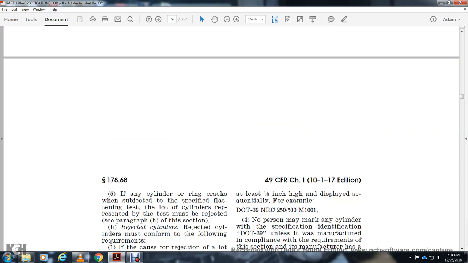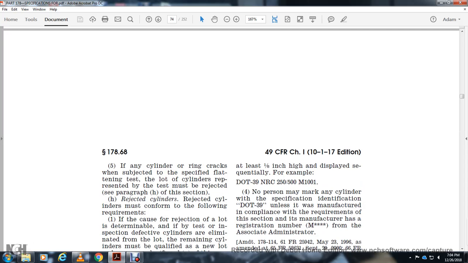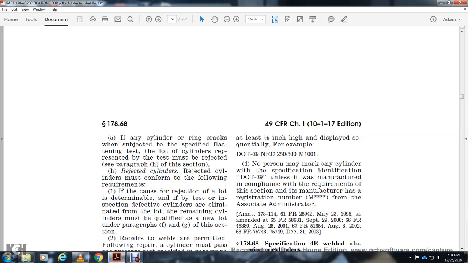If any cylinder or ring cracks beyond the specified flattening test, the lot must be rejected. Repeat representative tests must be rejected under the paragraph of this section on rejected cylinders. The rejected cylinders must conform to the following requirements and cover the rejection of the lot as determined by the inspection. Defective cylinders are eliminated, but the remaining cylinders of the lot must be qualified as a new lot under paragraphs F and G of this section.